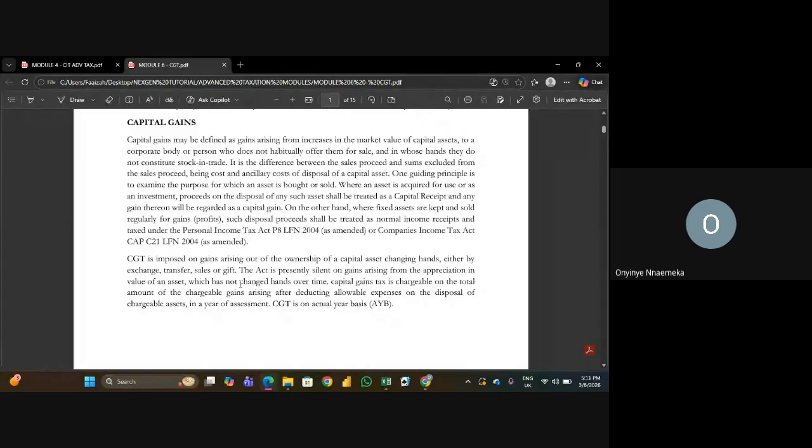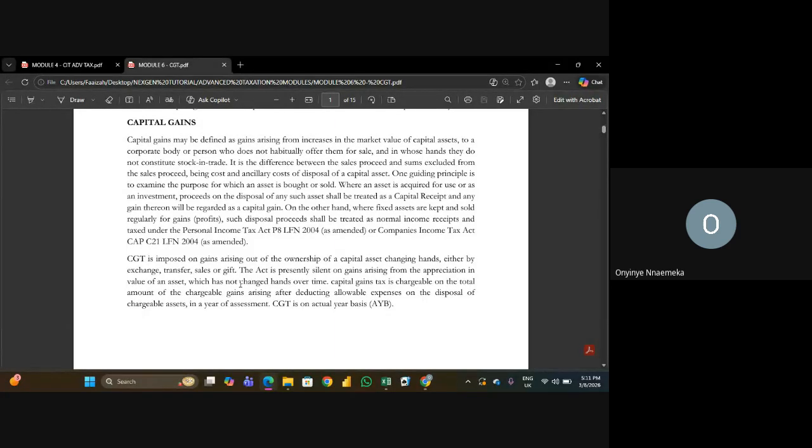Capital gains is defined as gains arising from increase in market value of capital assets to a corporate body or person that does not arbitrarily offer them for sale and in whose hand they do not constitute stock in trade. Let's talk about that. So we expect that for you to make a gain from the sale of your assets, it means that the market value of the assets has increased, right?